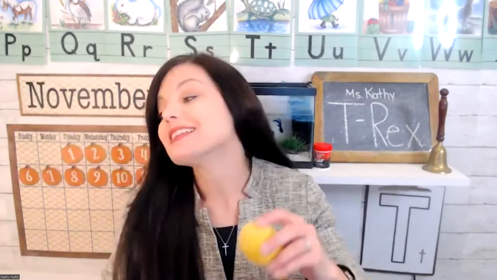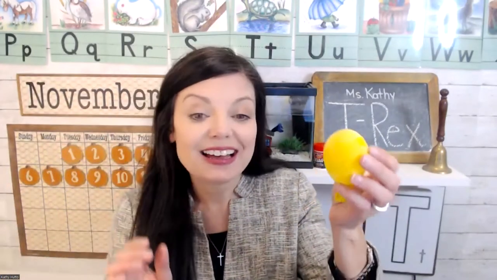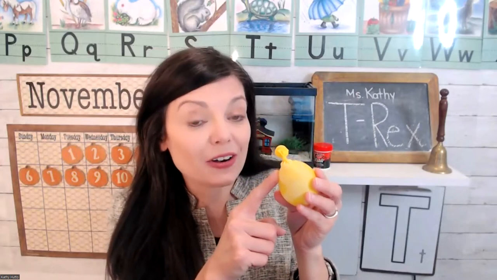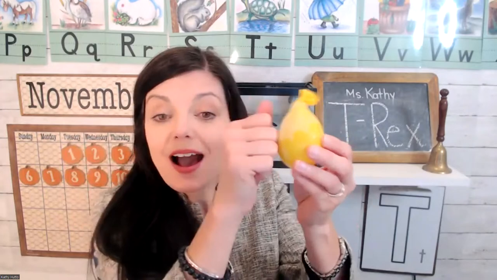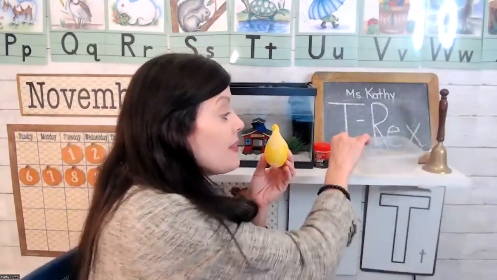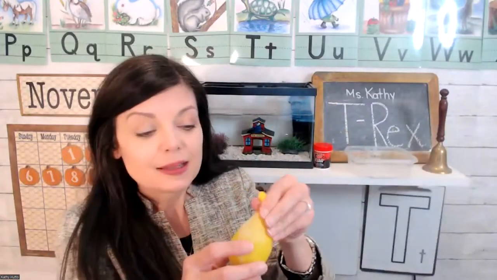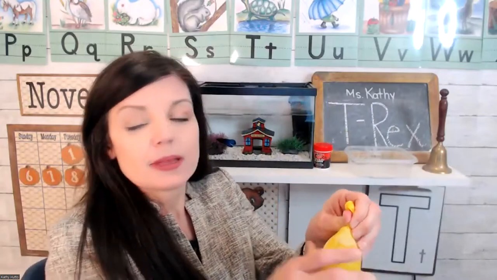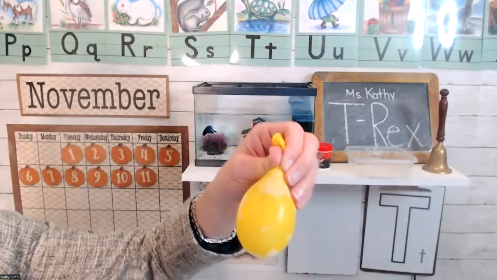I have a dinosaur egg. Well, actually, it's a balloon. But I put a toy inside, and then I filled the balloon with water. And then I tied it and put it in the freezer. And look what happened. It's hard, like a rock. So what we're going to do is open this balloon up. Let me get my scissors. I think I'll need my scissors to help me.